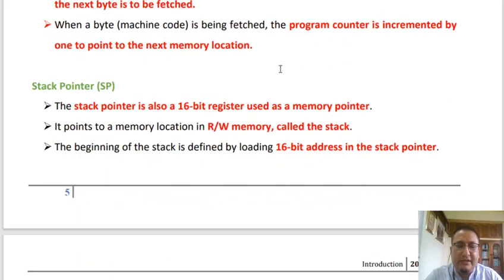Stack pointer is again a 16-bit memory register that is used to point to a read-write memory called the stack. Now the stack plays a very crucial role whenever a program includes a set of subroutines. Whenever control is transferred to a subroutine, the return address is pushed into the stack, and whenever we need to return from the subroutine to the calling function, we pop out the content of the stack. So that is the utility of the stack. The stack is used to store addresses when multiple subroutines occur in a particular program.